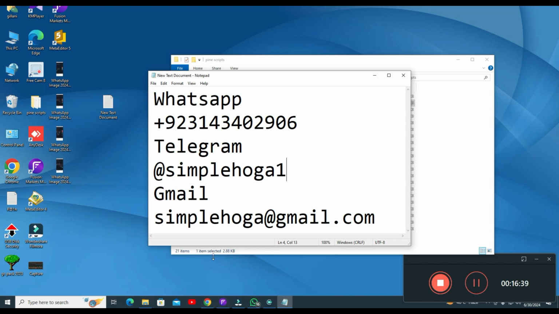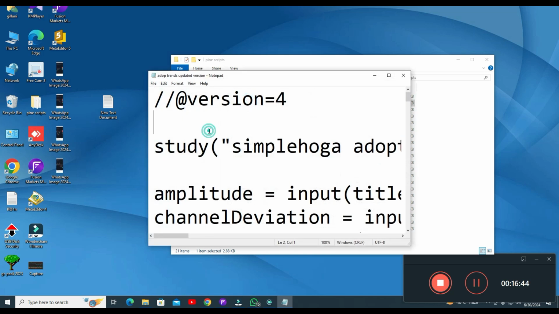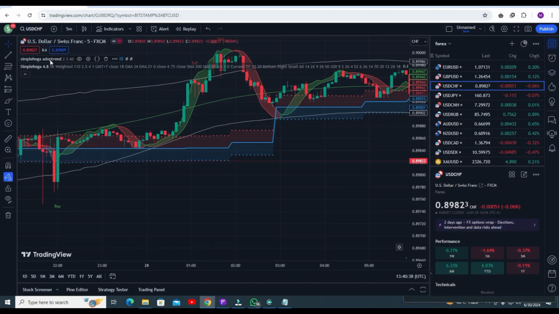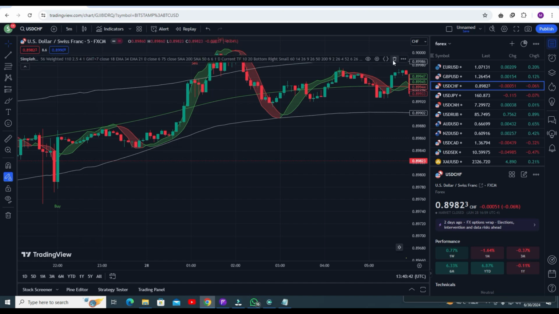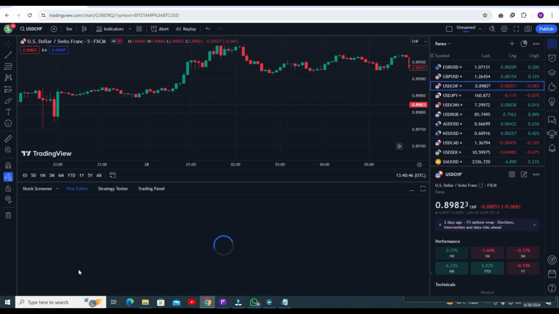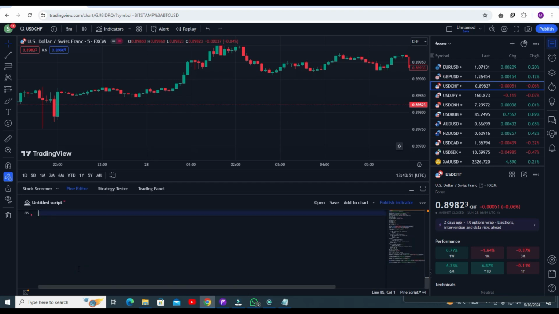Now let's go to how you can add this indicator. First, you need to open it in Notepad and copy the code, Control A, Control C, and then go to your Pine editor. Here you have these two indicators, so you need to close them. Click on Pine editor, and here paste your code, Control A, Control V. Paste your code and click on add to chart. The indicator is now being added.